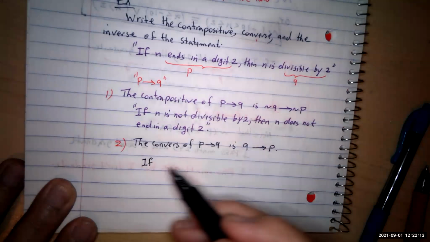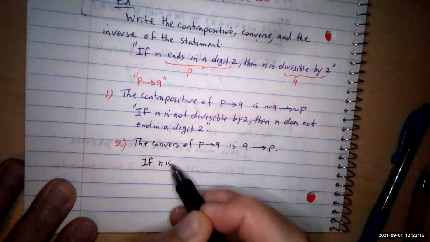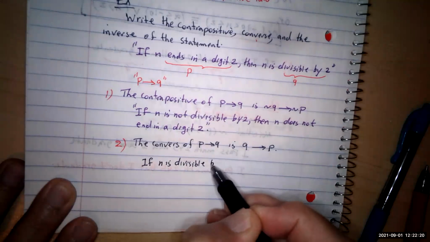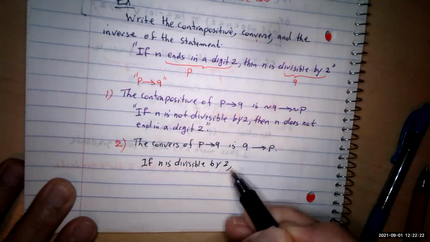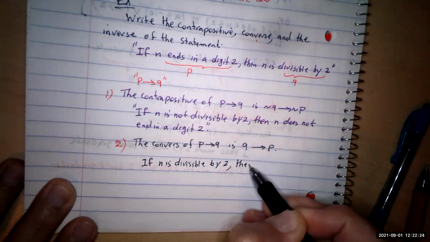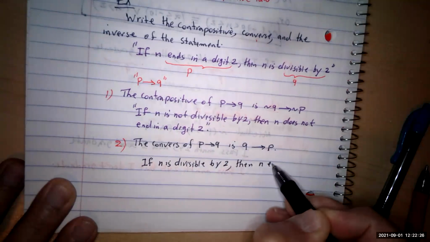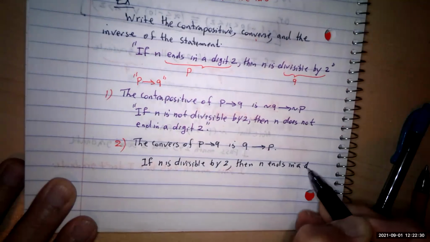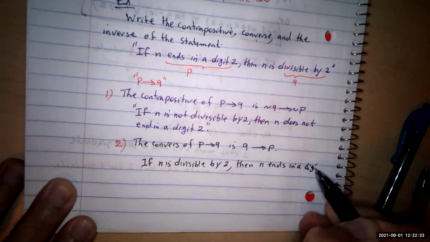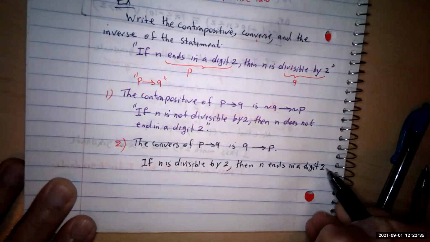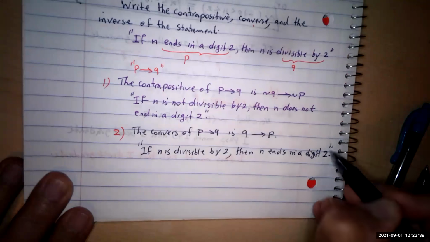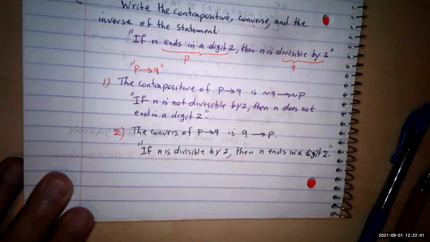If Q, this is it: if n is divisible by 2, then n ends in a digit 2. That is the converse. Any question? Now we have the inverse. What's going to be the inverse?